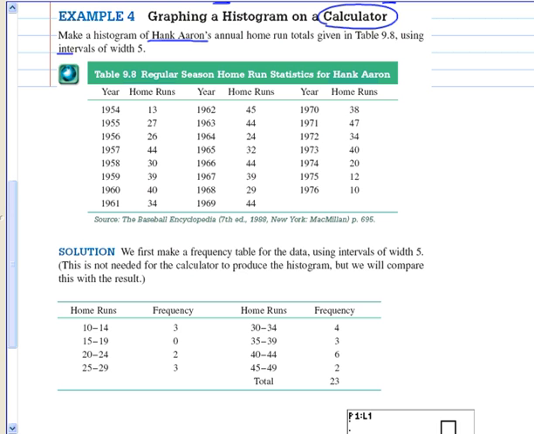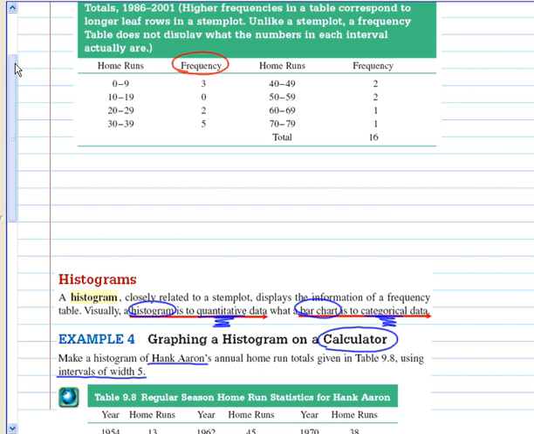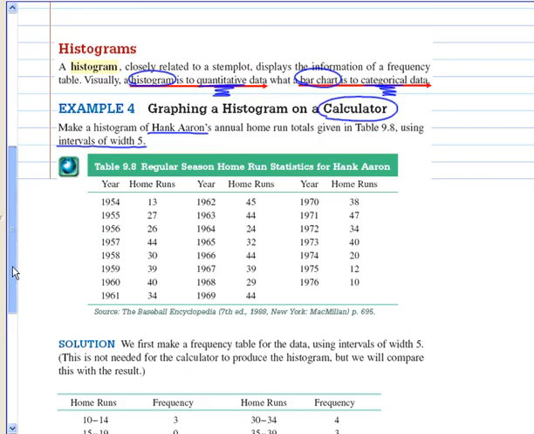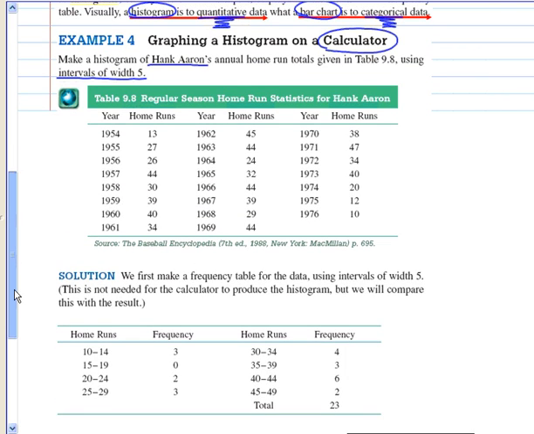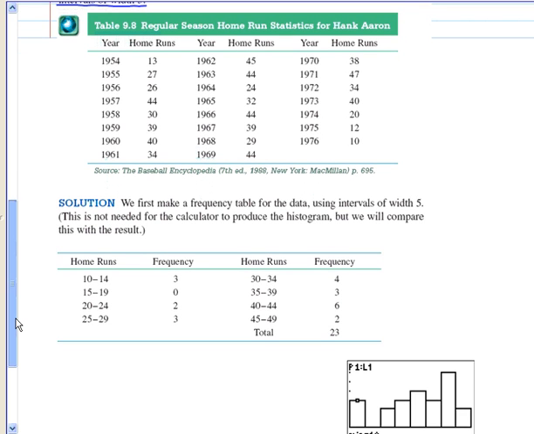Now they said to do an interval width of 5. Right back up here when they were doing it, they did an interval width of 10. 0 to 9 is 10. 20 to 29 is 10. So that's an interval width of every 10. They want us to do an interval width of 5 down here. Well, the first thing we have to do is divide it up into a frequency distribution so we can see where all those values fall.